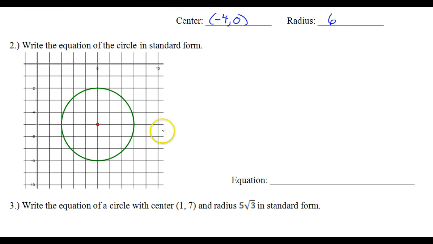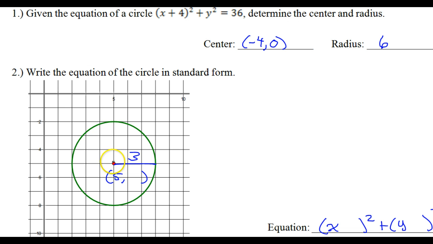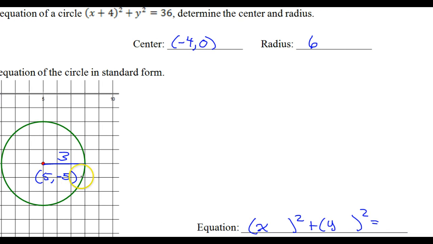Number 2, write the equation of this circle. Well, the coordinates of the center here are 5, comma, let's see, 1, 2, 3, 4, 5. All right, now these are all negative. So this point is at 5, negative 5, because this is down 5. So when we write the equation, we have to do the opposites of these. So this is positive 5, so I'm going to put x minus 5 squared. And this is negative 5 for the y value, so I'm going to put y plus 5 squared. See how it's the opposite?